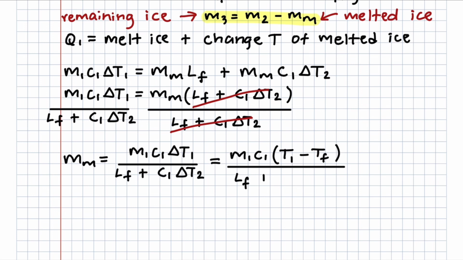For delta T2, well, T2, that's the initial temperature of the ice, 0 degrees. So then we can say that the change in temperature would be the final temperature of the iced tea minus the temperature of the ice, which is T2. Because T2 is 0 degrees Celsius, I can just ignore it. So I just wanted to show you why I'm going to get rid of it. I'm just going to write it again. That way you guys know what I'm doing.